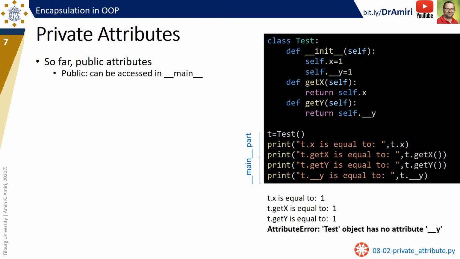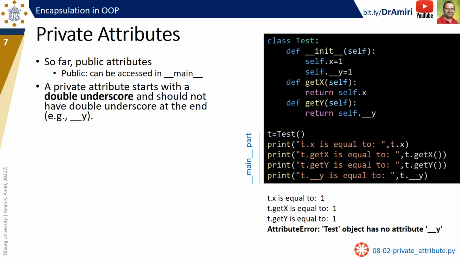So what is a private attribute? So far, we have only learned about public attributes. Public attributes are those attributes that you can have access to in the dunder main section of the code. For example, the class Test has a public attribute called x, which is set to 1 here, and the dunder main section of the code can access this x and set it, change it, or even read it, as you can see in the second line of the dunder main part, where we use print to print this x.